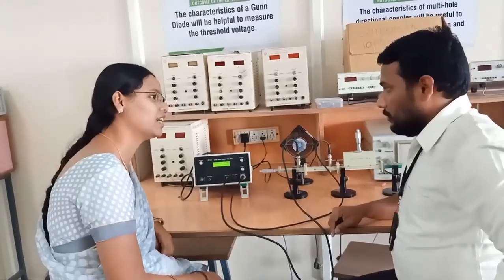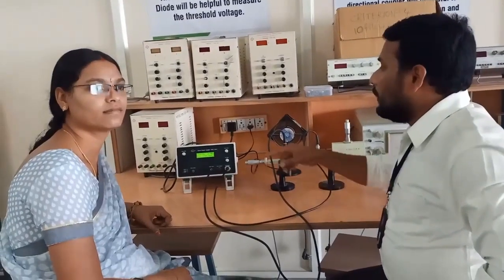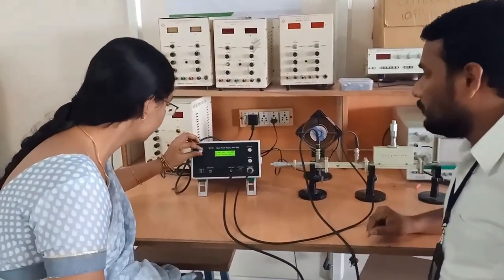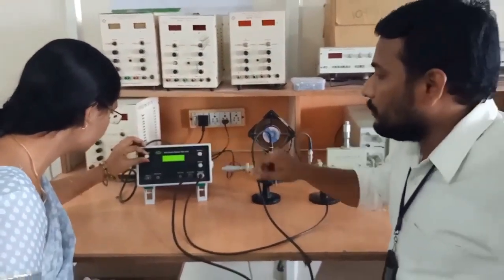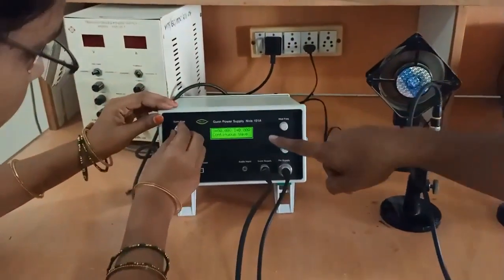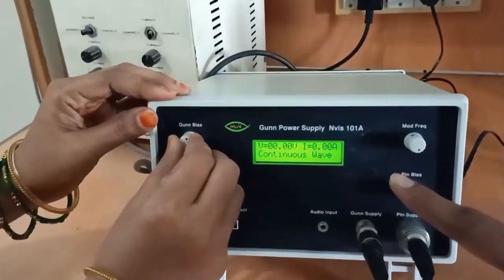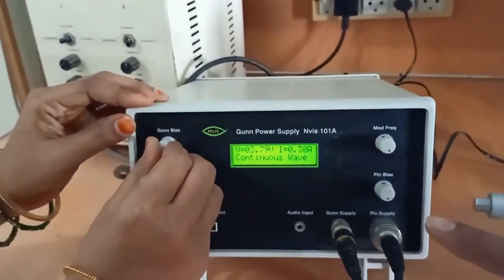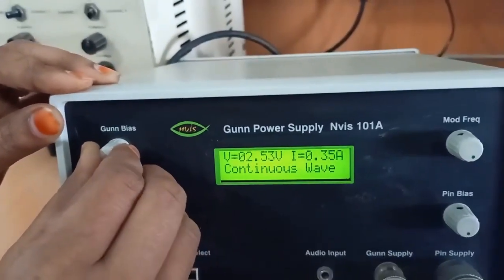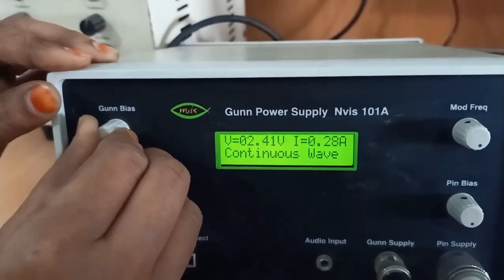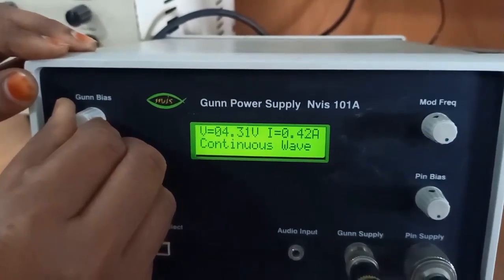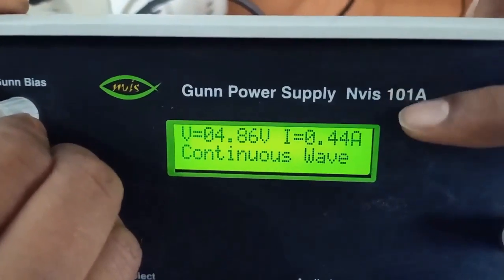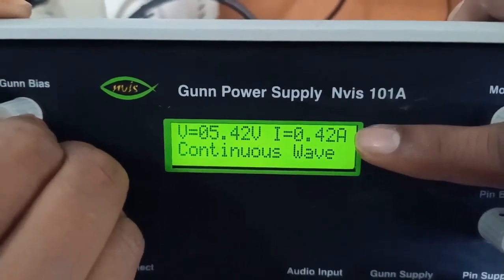Ma'am, where is the gun bias knob? See the readings here. By varying the gun bias knob, just very slowly. Yeah, see here the voltage is increasing. So by varying the voltage, you can observe the current readings.